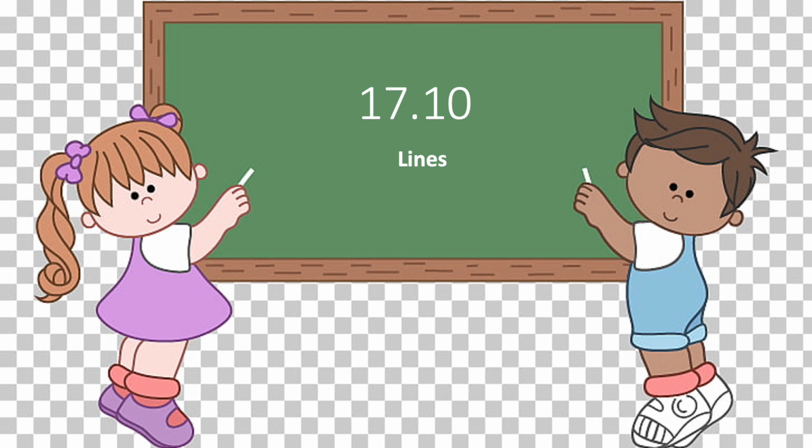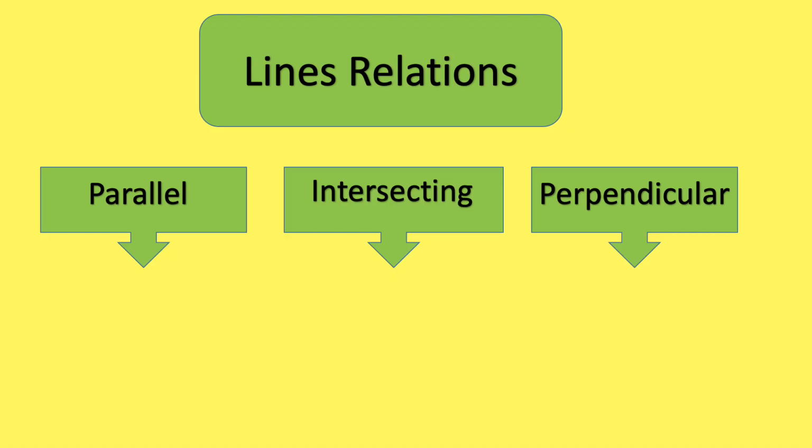It tells us about lines. We start by studying lines relations. First, relations when we say that the lines are parallel. And this happens when we have two lines extended from both directions without meeting each other at any point. These types of lines are called parallel lines.